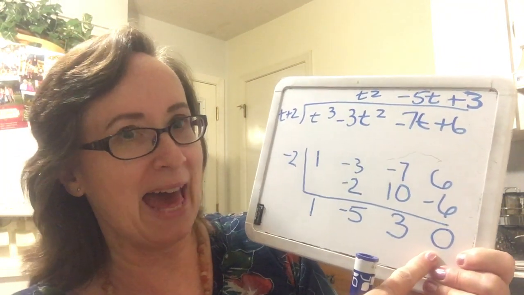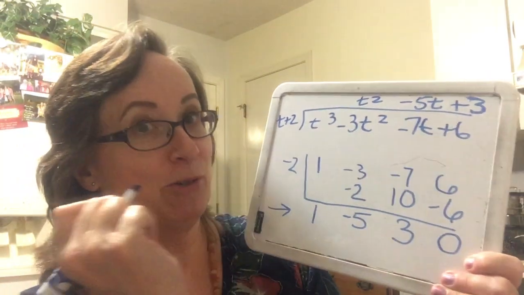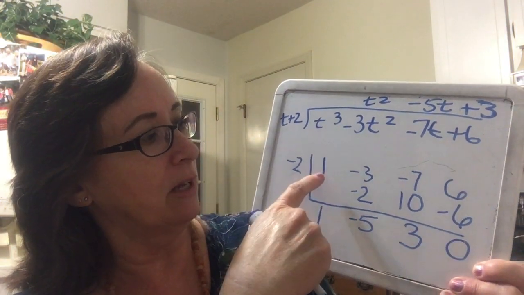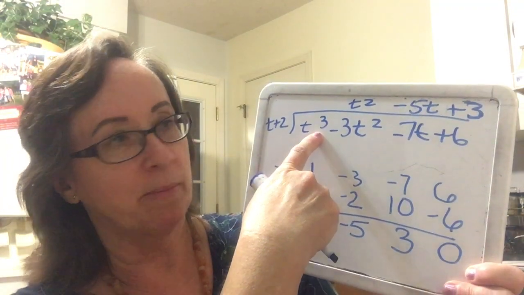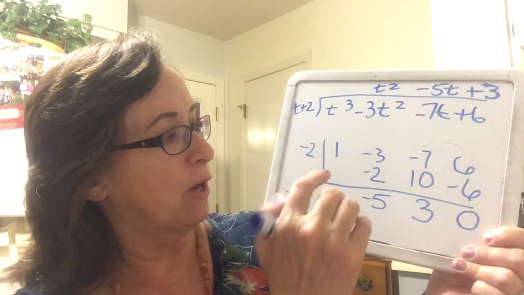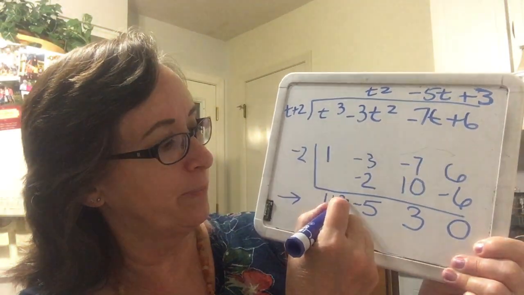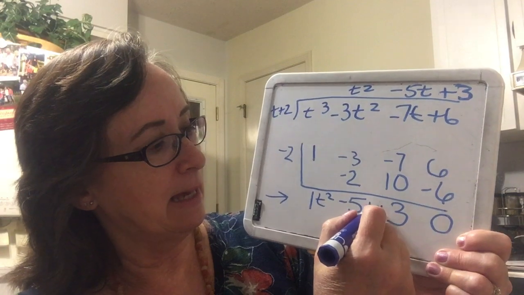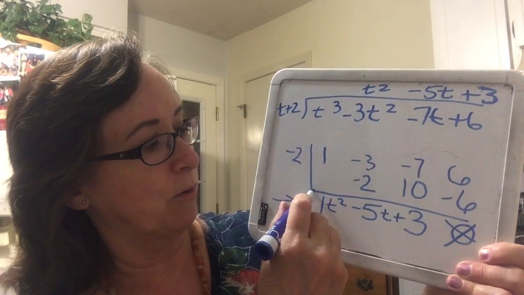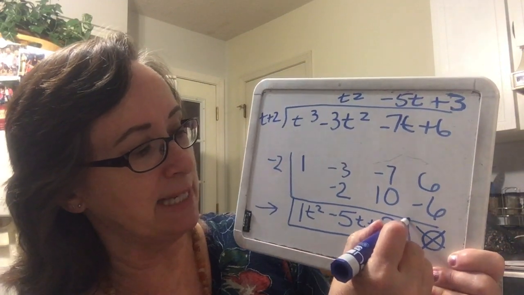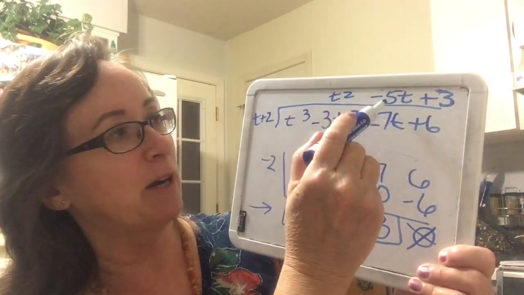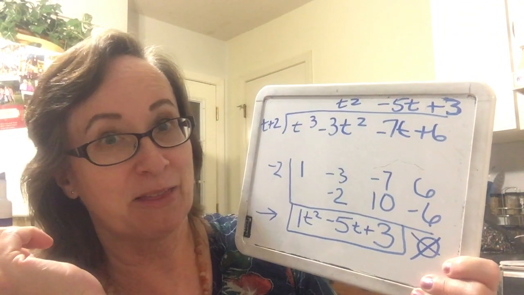Now, when I go back, this is my quotient without variables. Since I started with a t cubed, my quotient will back down 1 because I'm dividing by a t. So this is going to be a t squared and a t and a constant. So t squared minus 5t plus 3 is my quotient, t squared minus 5t plus 3.